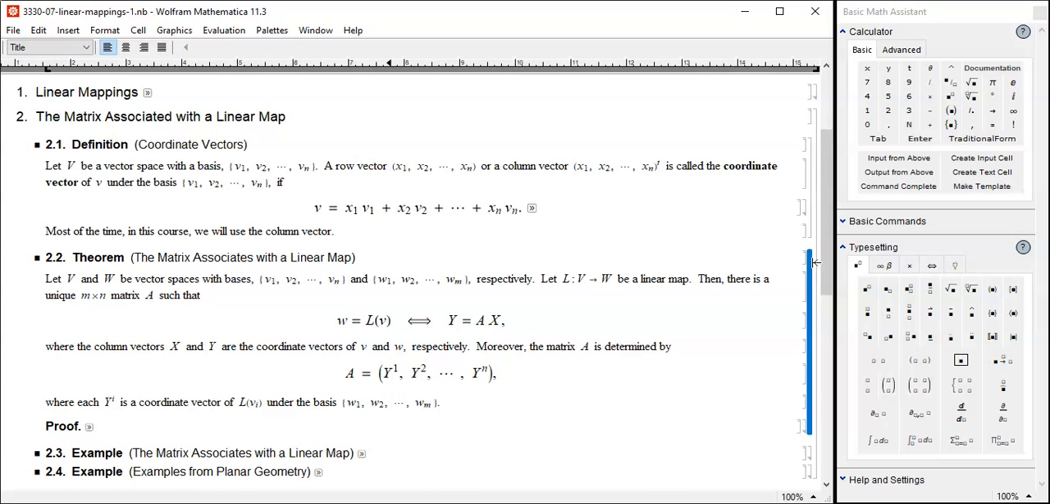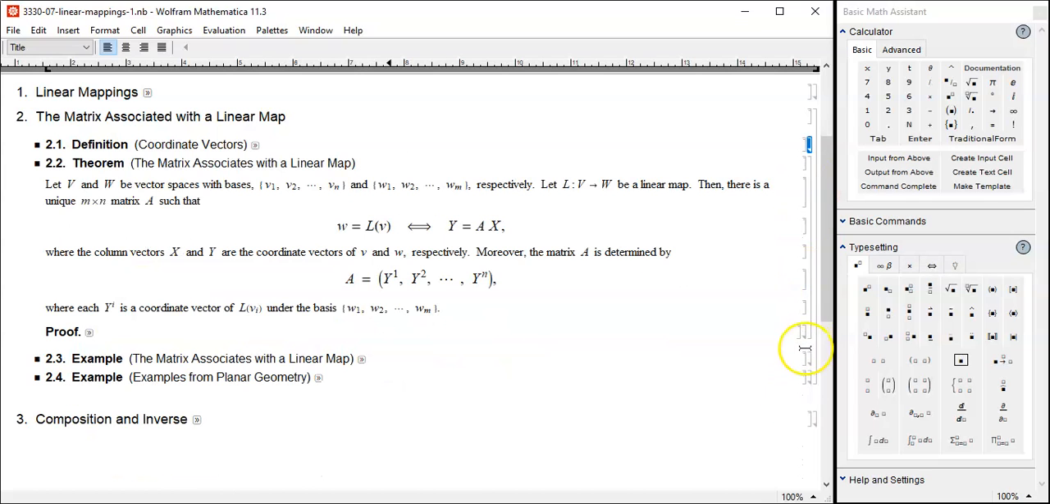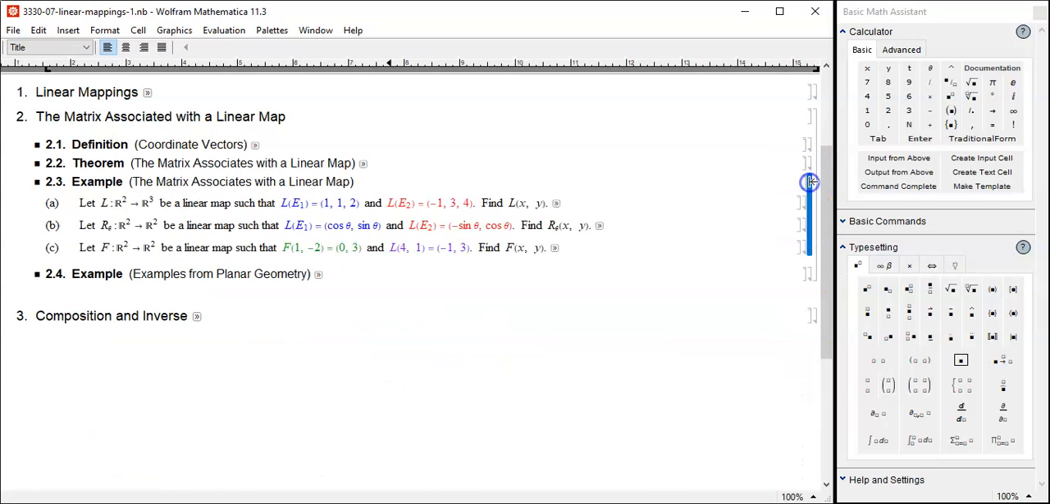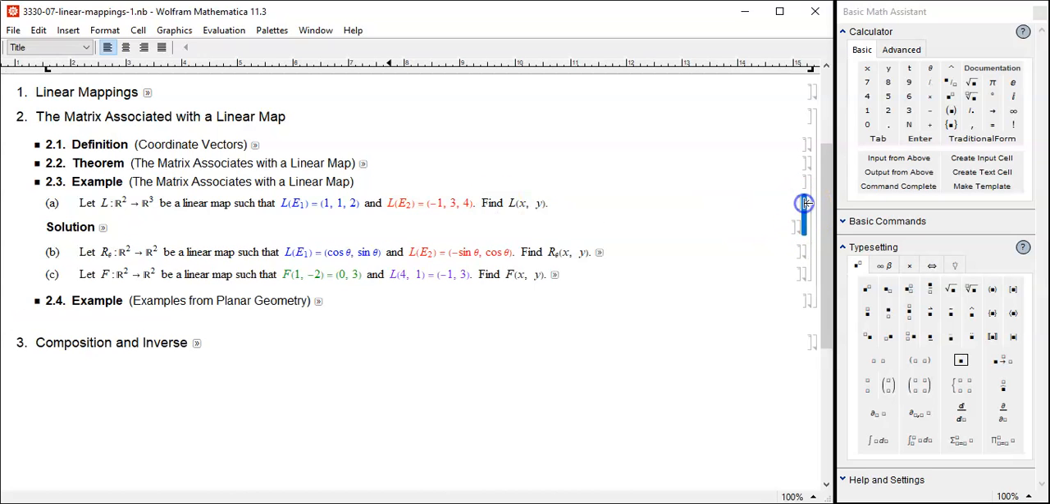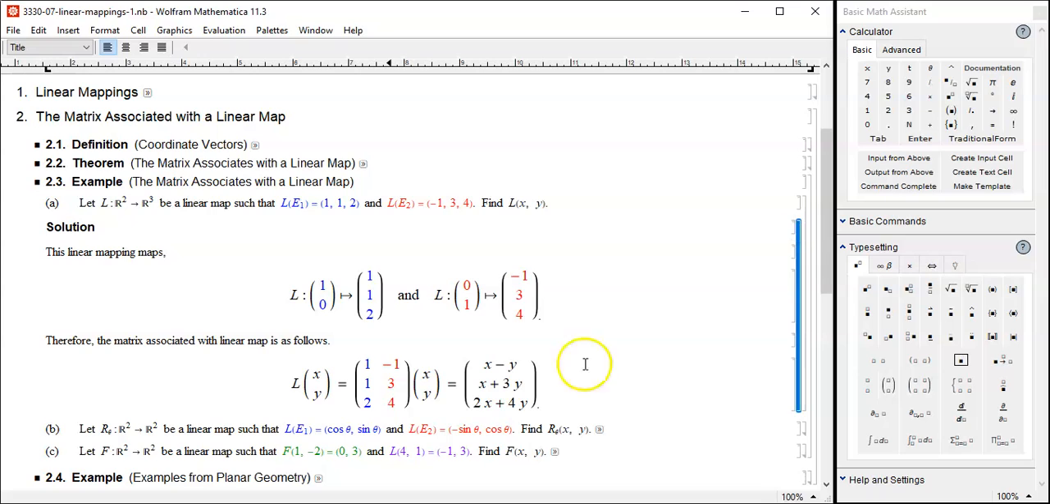Basically, we need the column vectors. So E1 is going to 1, 1, 2. That's going to be a column. And E2 is going to negative 1, 3, 4. That's going to be the second column. And put those together, then that's the matrix associated to this linear map, like this. Column, and then next column.